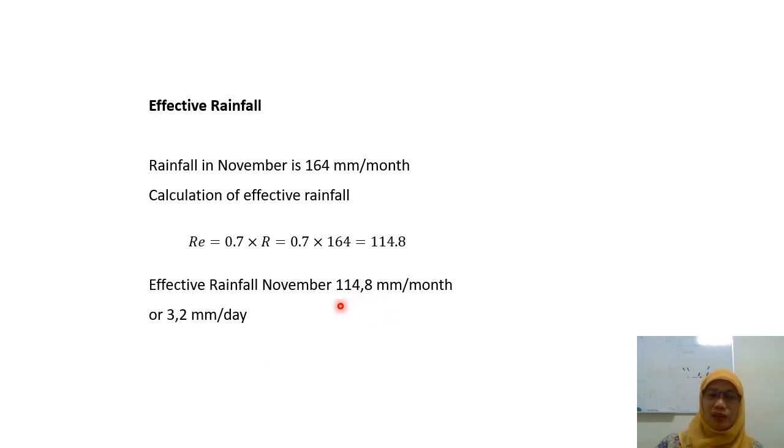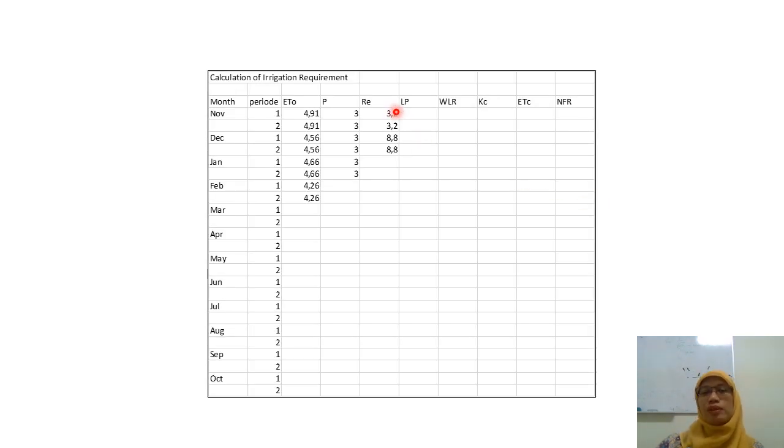So 114.8 divided by the days in November, which is 30, is 3.2 millimeter per day. We do it for the whole year and put the result in the Excel. So we have 3.2 in November, and then in December 8.8, and so on until October.